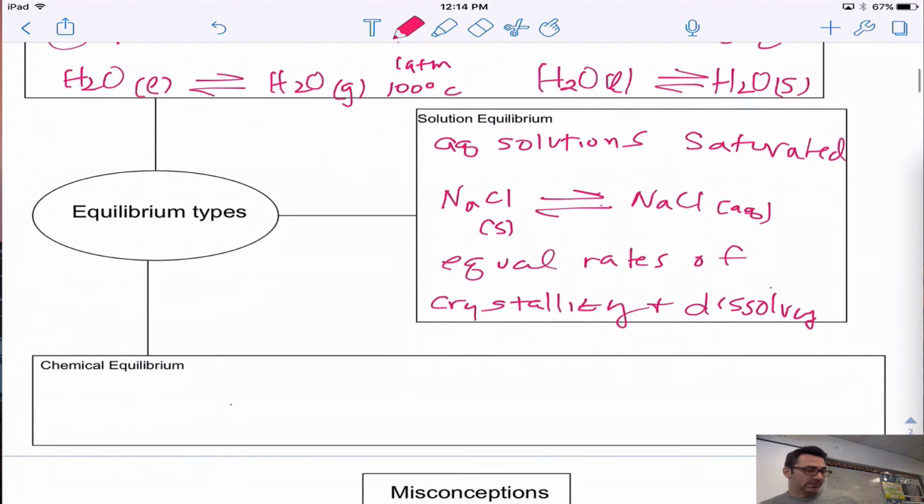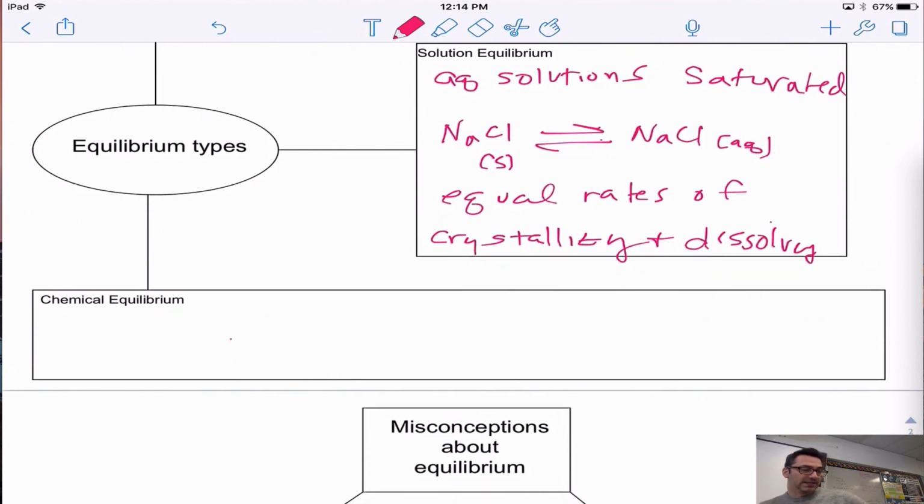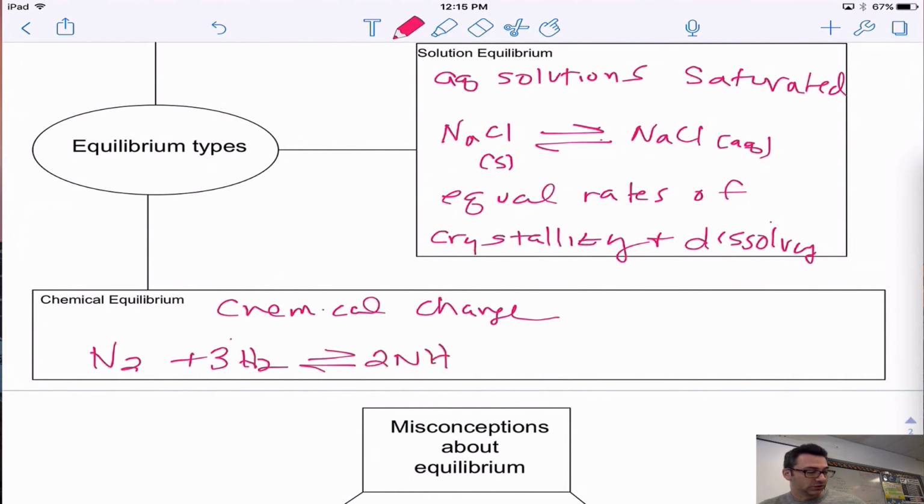The last type of equilibrium that we're going to spend a lot of time on is chemical equilibrium. And this, as I defined, is equal rates of forward and reverse reactions. So this would be where we have a chemical change. And we could have something like our Haber process. That's what this is called. We'll talk more about that a little bit later. But I have my double arrow right here. This double arrow is illustrating that it's a reversible reaction in both directions, and that we have a chemical change going on. We have equal rates.